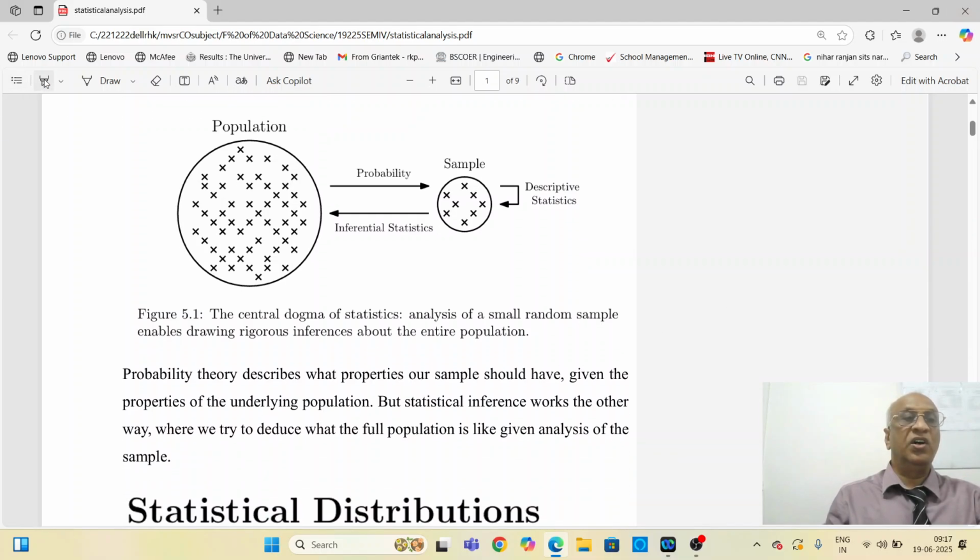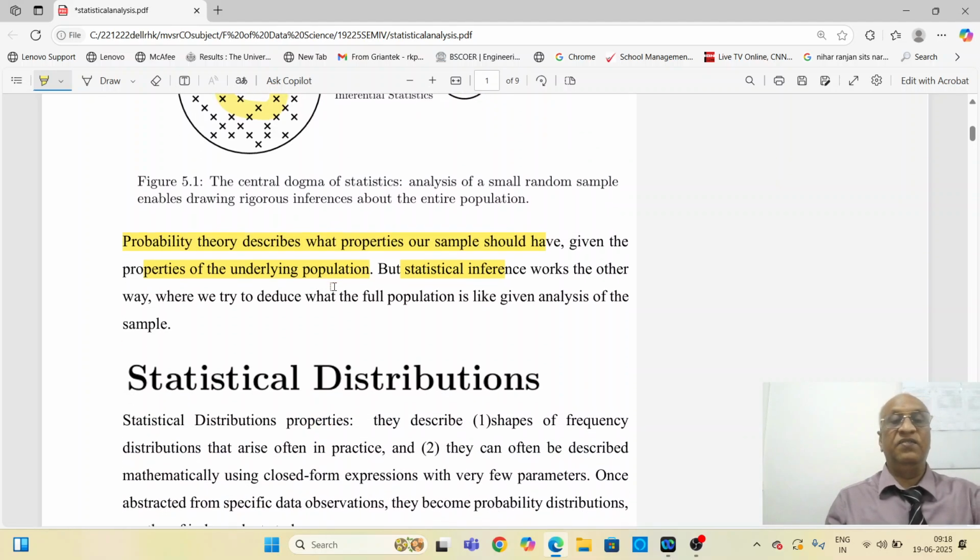Probability theory describes what properties a sample should have given the property of the entire population. So given is the entire population and properties are for the sample. That is probability theory. So what is inferential statistics? Given the sample, the properties of the sample, we are deriving the properties of the population. This is the difference between probability theory and statistical inference.